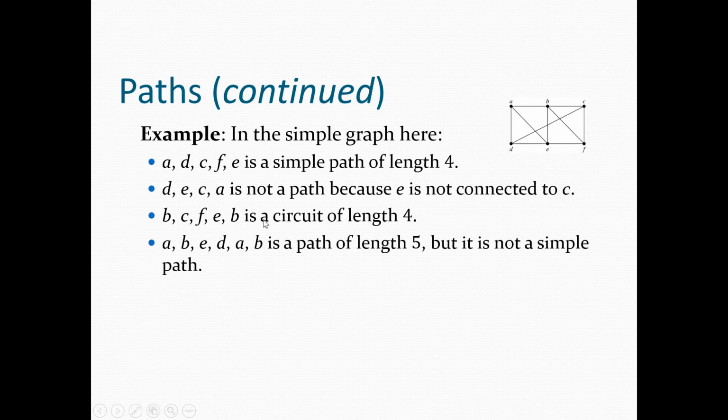So D, E, C, A. Okay. D, E. E and C are not connected. This is not a path because E is not connected to C. Okay. B, C, F, E, B. Let's start from B. B, C, F, E, B is a circuit of length 4. Okay. So A, B, E, D, A, D is a path of length 5, but it is not simple path because AB is used twice.